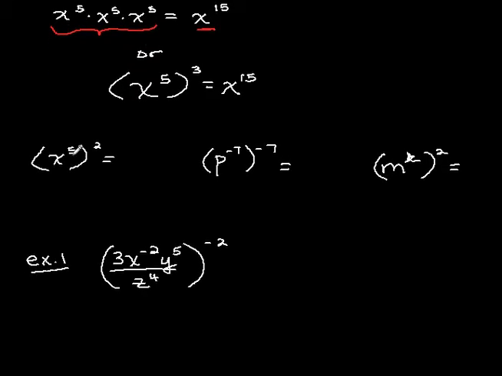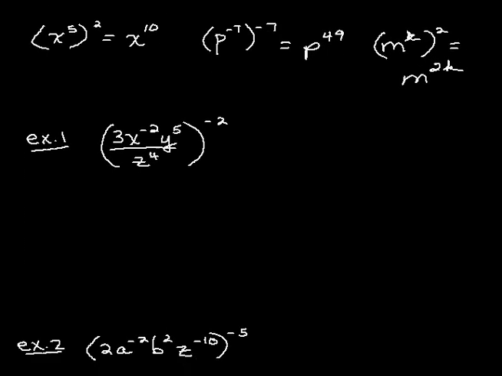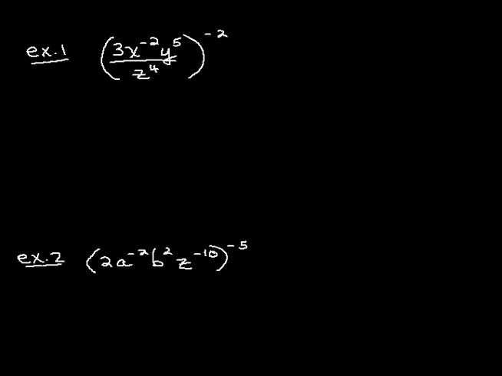Here we have x to the 5th squared, so power to power rule, you're just going to get x to the 10th. p to the -7 to the -7 power, power to power, so you get p to the 49th. And here we have m to the k power squared, you're just going to get m to the 2k. So far so good.